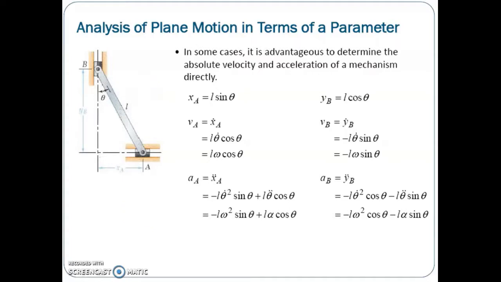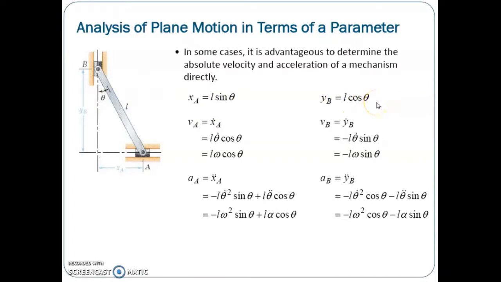In the case of certain mechanisms, it is sometimes advantageous to determine the absolute velocities and the absolute accelerations of the various points of the mechanism directly. The components of velocity and acceleration at a given point can be obtained by differentiating the coordinates x and y of that point. If we consider again the rod AB here, whose extremities slide respectively in horizontal and vertical directions, then we have these coordinates xa and yb of these extremities of the rod, and they can be expressed in terms of the angle theta the rod forms with the vertical. Then it will give us xa equal to L sine theta, yb equal to L cos theta.